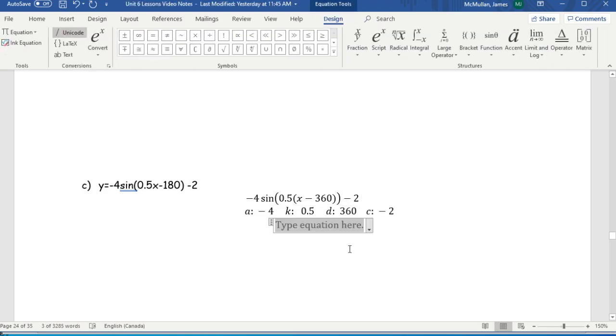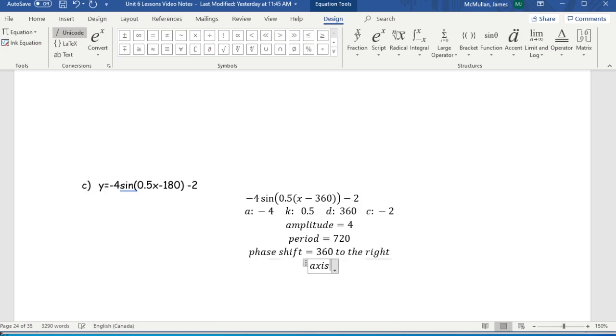So again, the amplitude is equal to just 4, which is the absolute value of A. The period is equal to 720 because it's 360 divided by K. The phase shift is 360 to the right. The axis is y equals -2.